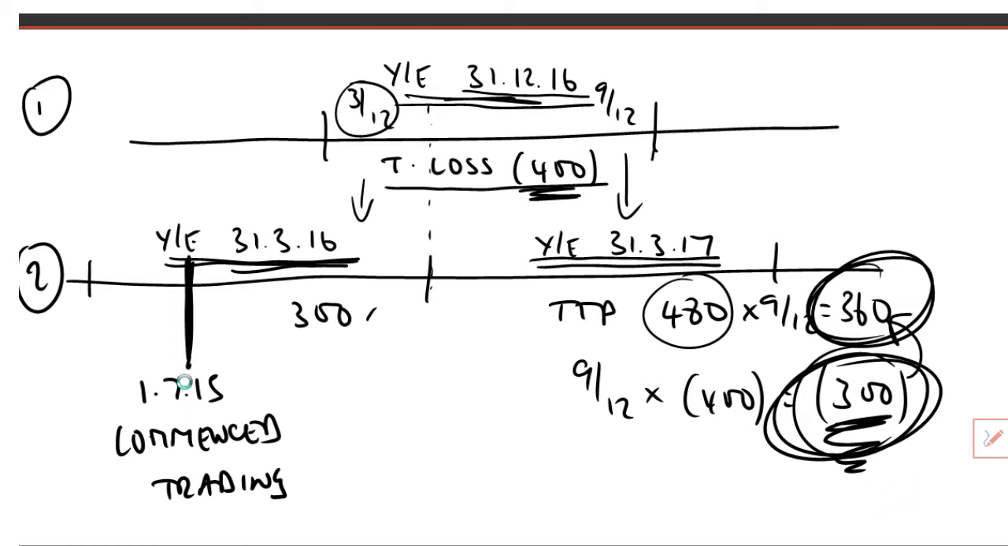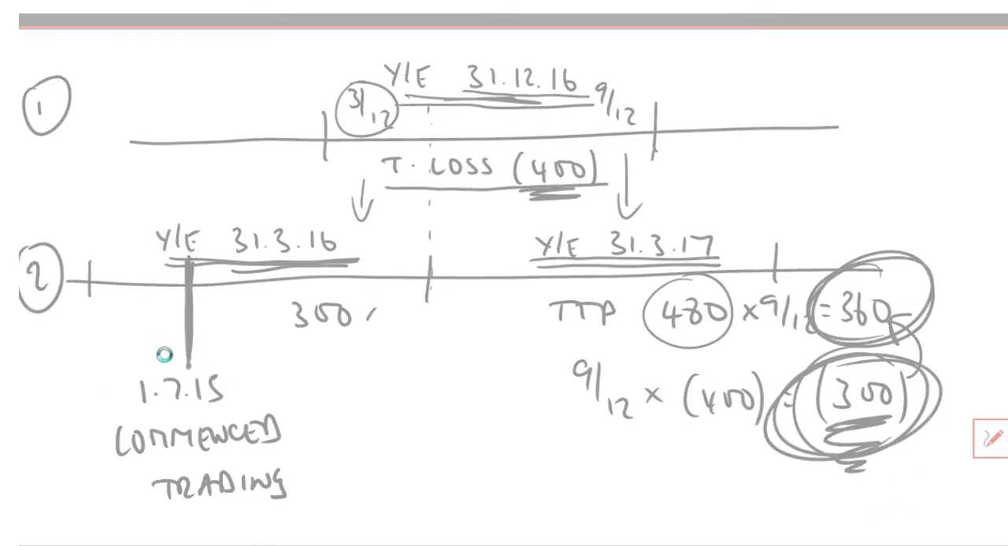The point now is that having started here on the 1st of July 15, there will be only a 9-month accounting period through to the 31st of March of 16. So can you work out for me, please, the maximum group relief that would now be available there, please?